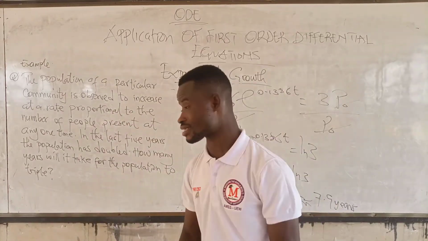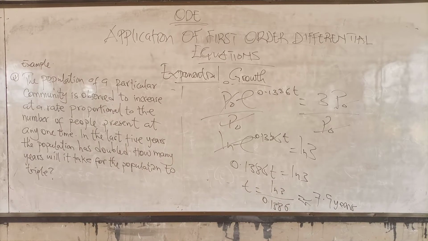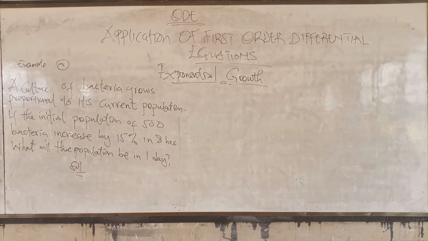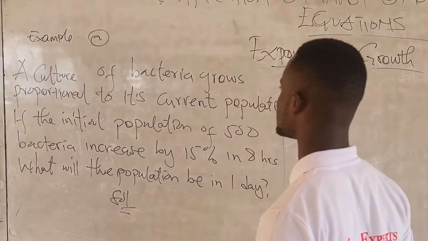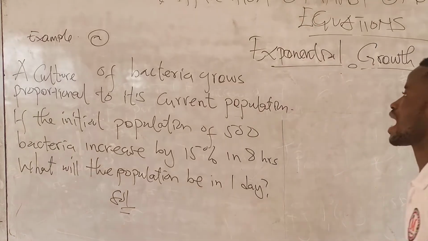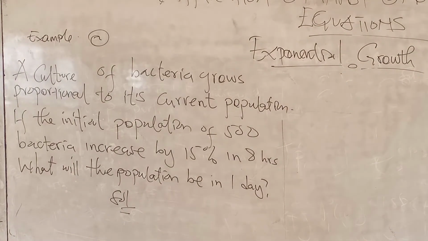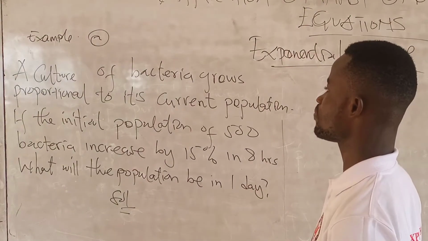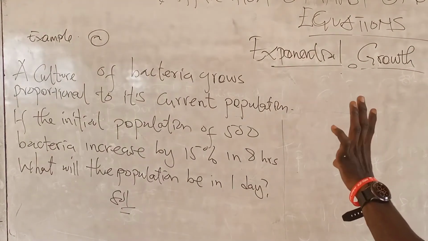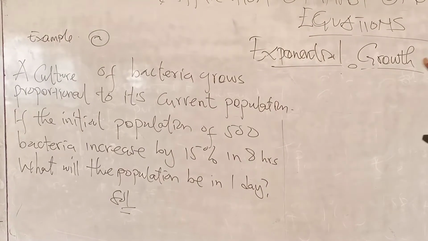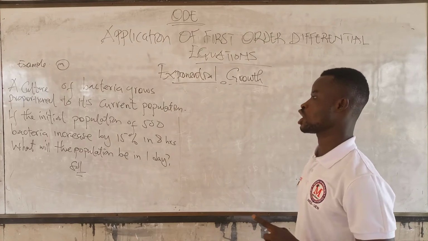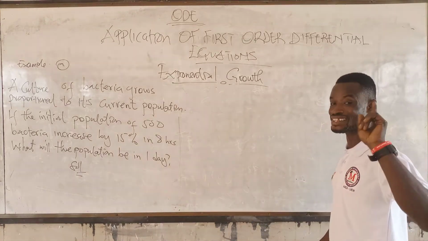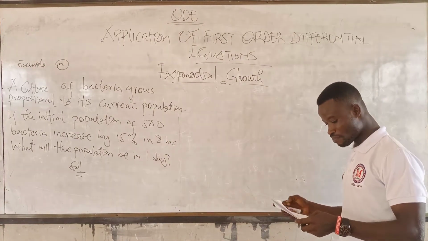Now, let's look at our last example. Okay. Question 2 is on the board. A culture of bacteria grows proportional to its current population. If the initial population of 500 bacteria increases by 50% in 8 hours, what will the population be in one day?